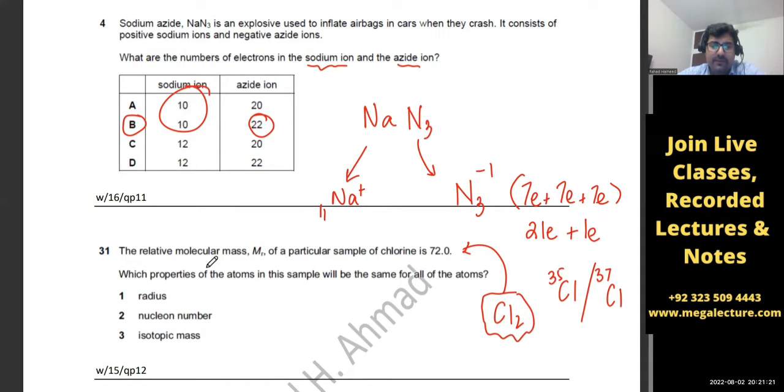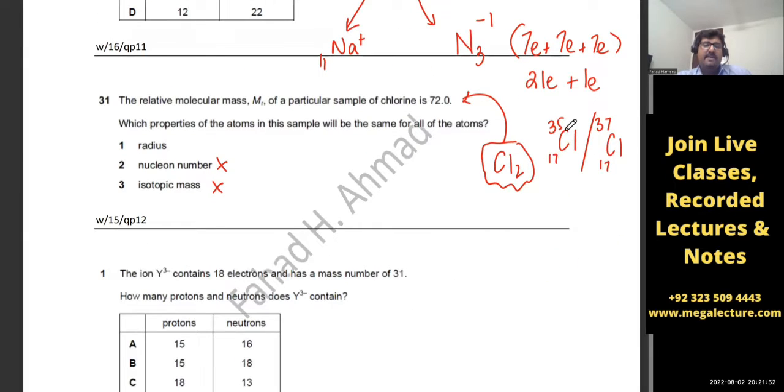So the nucleon number will be different in the two. Which property of the atoms in this sample will be the same? The nucleon number will obviously be different because one is 35, the other one is 37. The isotopic mass is also going to be different. One is going to be heavy, the other one is going to be light. The radius will be the same for all of them because they have exactly the same electronic configuration. 17 electrons, this one will also have 17 electrons. They'll have the same outer electronic configuration and the same chemical properties. The mass will be different. Be clear that the answer to this one is 1. Only the radius. Okay.